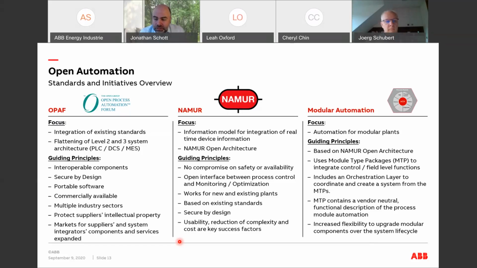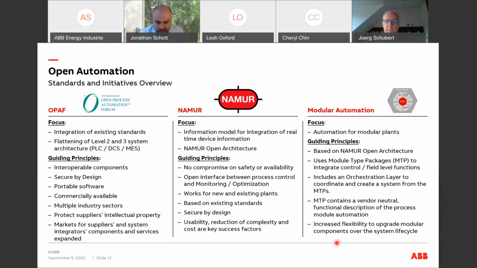Then there's the modular automation, also born from initiatives by European customers and vendors. Its focus from the beginning was providing a more standardized way to automate modular plants or modular processes inside a plant. The main output there is based on the Namur open architecture to some extent, but the main output is the so-called module type package, or MTP, which basically is a definition of how control functionality, field level functions, and more can be integrated into higher level supervisory systems.